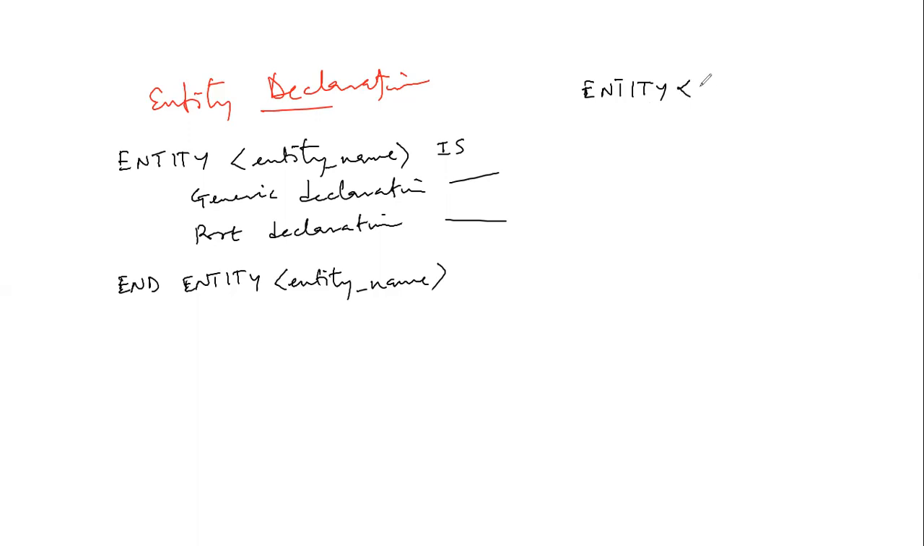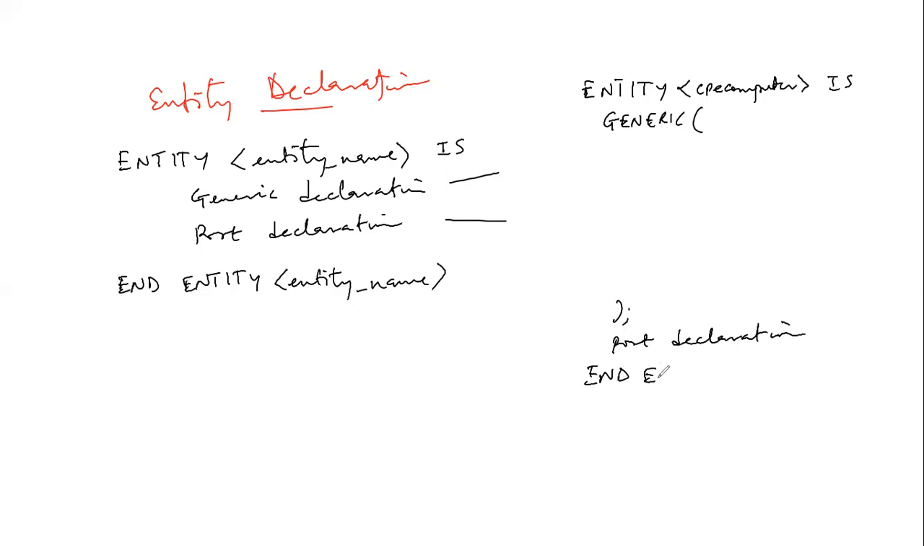What do we call this now? Say CPE computer, for instance, is then generic. So we say generic. So here, once we put that generic, we have the bracket, and then we are going to close the bracket somewhere here with a semicolon. Okay? Then underneath this is our port declaration. Then end entity.